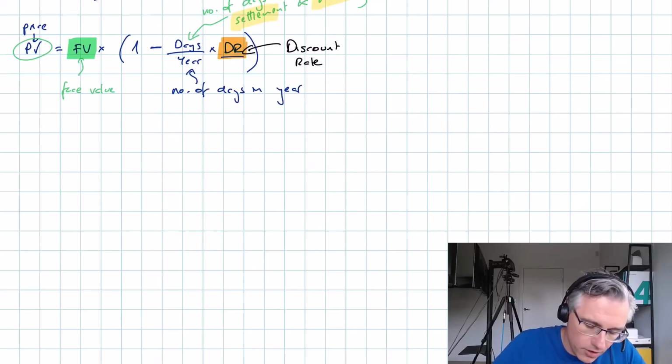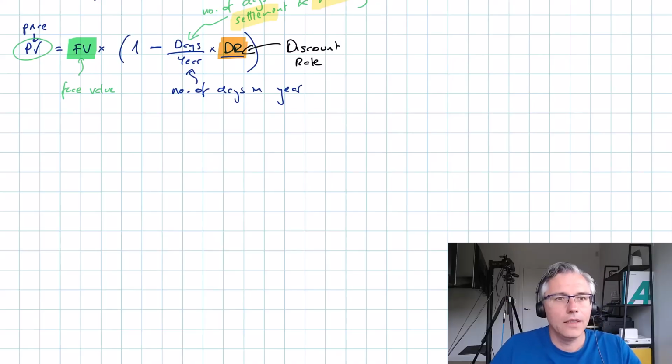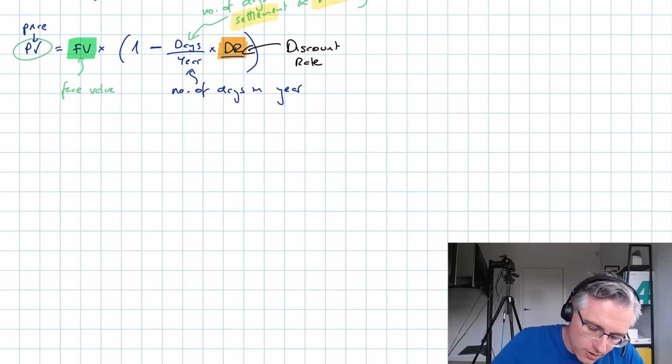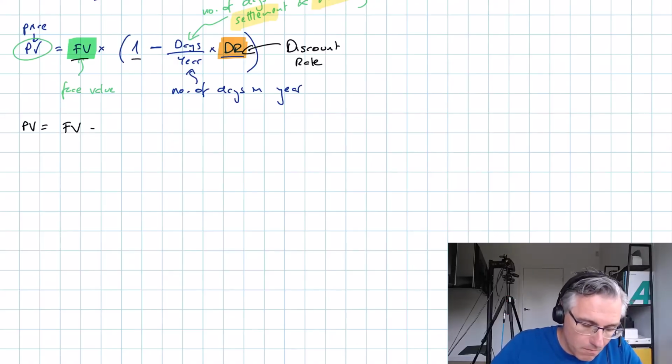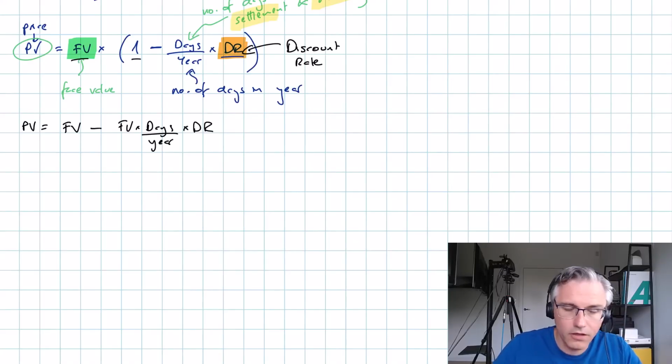Your book just goes straight to the expression for DR. Those of you who are maybe not so mathematically savvy may have a problem doing this conversion, so I'm just walking through it. If this is not something you find difficult, well, don't worry about it. I'm going to say that PV equals FV, so I've basically taken this one and multiplied by FV, which is outside the bracket, minus FV again times days divided by year times DR. So hopefully you see what I've done. I've gotten rid of the parentheses, and I've multiplied everything that's in the bracket out by FV.